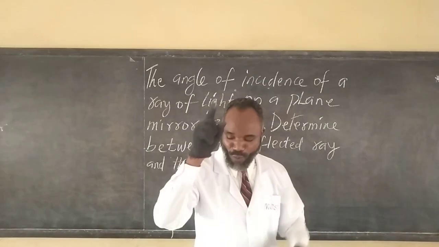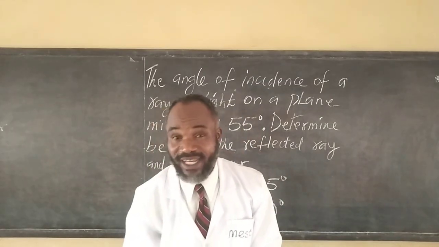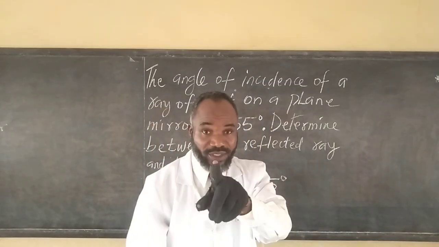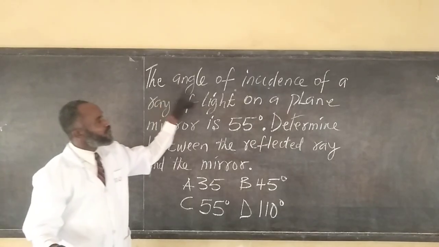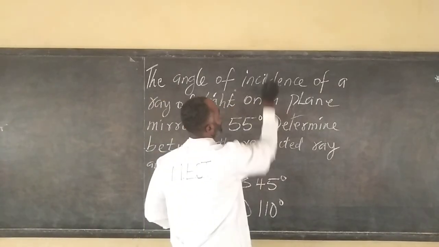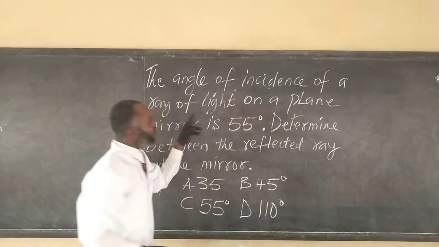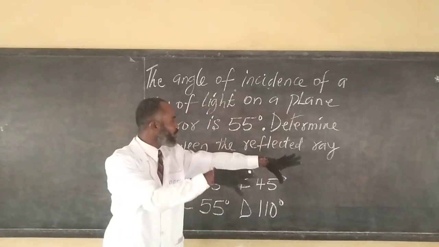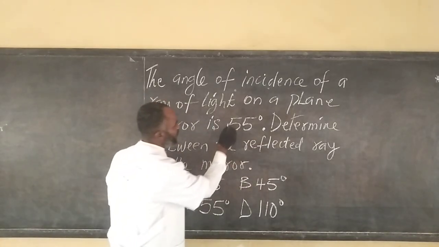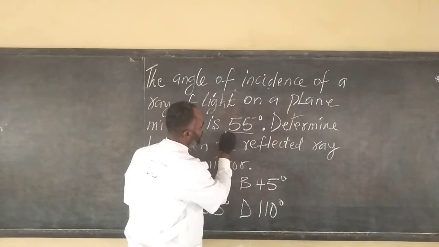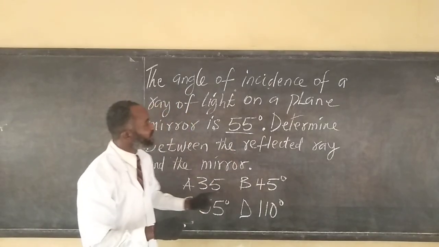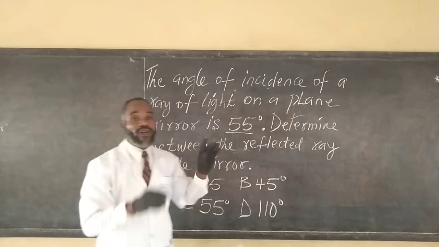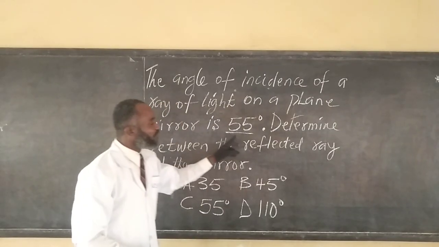Yes, another WAEC question, another international exam question, but very simple. If you understand what to do here, it is very simple. The angle of incidence of a ray of light on a plane mirror is 55. Look at our concentration here. It is 55.